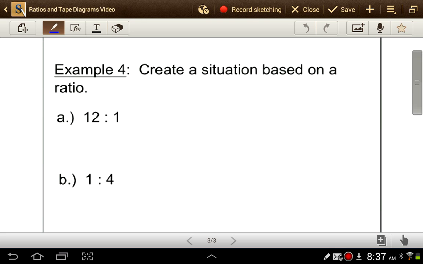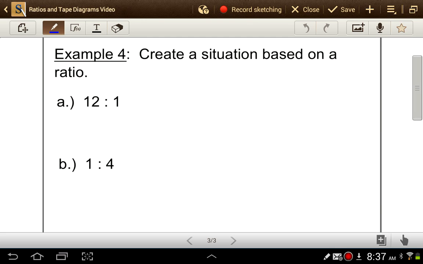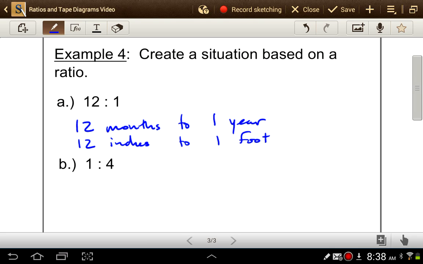Okay, in example 4, I want to create a situation based on the ratio. So these are going to be making it up, 12 to 1. So you have to think, what in your life do you know that there's 12 to 1 of? Well, I know that there's 12 months to 1 year. Okay, you could have said, oh, there's 12 inches to 1 foot. So there's no exact one answer that you might have here. You just have to think of a real life situation where 12 to 1 could be a ratio. So there's 12 months to 1 year or 12 inches to 1 foot.